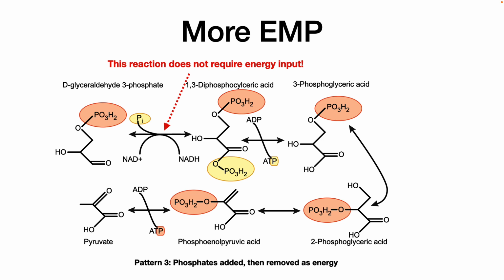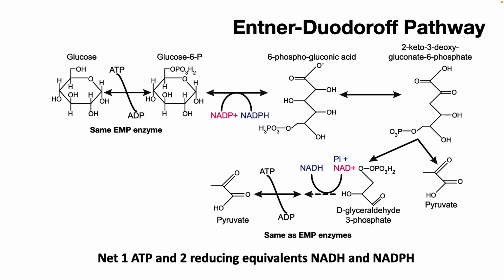This is the heart of glycolysis and where it derives its energy. The ATP generated in this reaction is generated by substrate-level phosphorylation. The phosphate is directly transferred from the organic chemical to ADP. Now, let's look at a different pathway you probably haven't seen before.